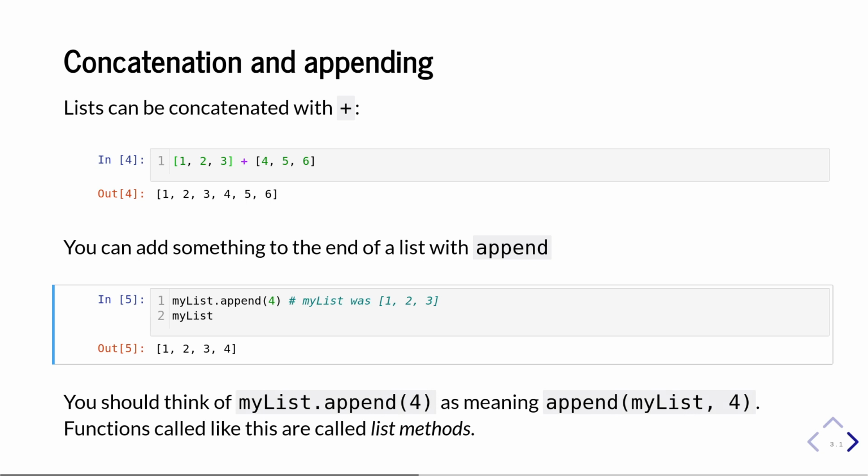Now this notation is a little bit strange, mylist.append(4). We haven't seen this before. You should think of it as meaning append(mylist, 4). So it applies the append function to mylist and 4, and the meaning of the append function is that it modifies mylist by adding 4 on the end. Functions that you call in this way with this dot notation are called list methods.